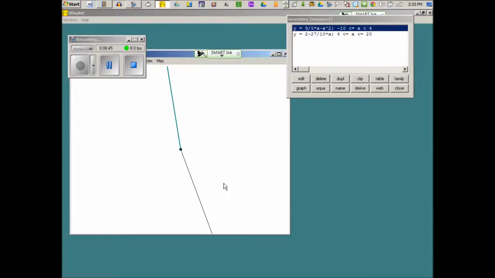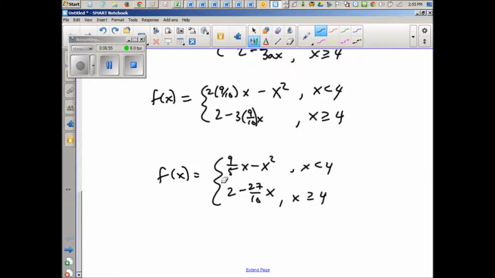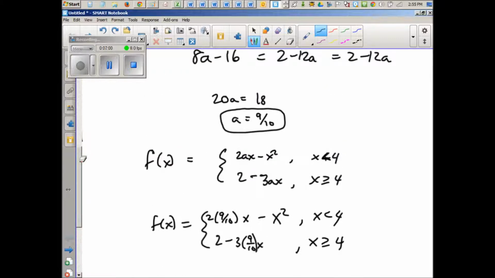So it's a nice match there, and not very smooth though. But that's okay. They didn't ask us to make it differentiable, right? Now let's do an example where we can make this both smooth and connected. So we'd like a differentiable version of this. Oh, by the way, the answer to this problem is simply a equals 9/10.